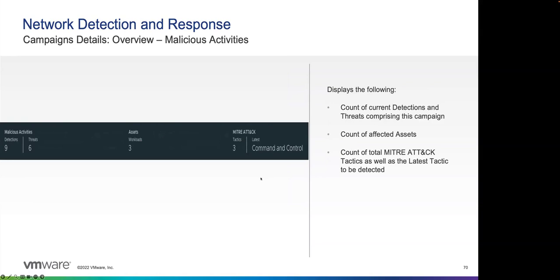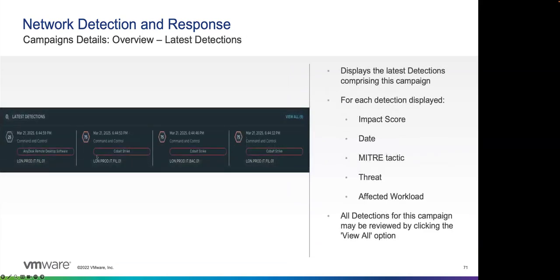So again, you can look and say, how many tactics are going on? How many workloads am I looking at? And how many different activities am I looking at? You'll see your latest events and detections displayed, and the latest detections corresponding to the impact scores. And again, this is campaign details, overview, latest detectors.